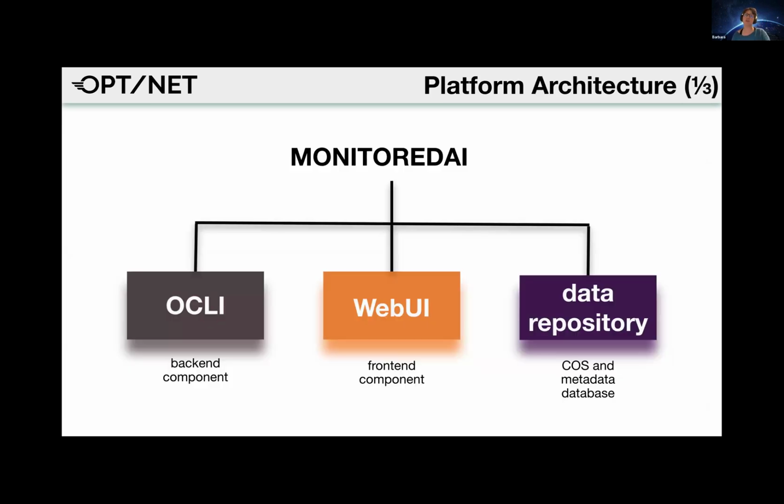So I already mentioned a couple of times this Monitored AI. I mentioned OCLI and WebUI, but to give you a bit of an introduction to what it is: Monitored AI is a geospatial platform that consists of 3 main components. It is the backend, which we call OCLI. It is the front end, the WebUI, that is the visualization, and it is the data repository that you will have access to. The data repository is separated into two parts: the data sets themselves and the metadata.